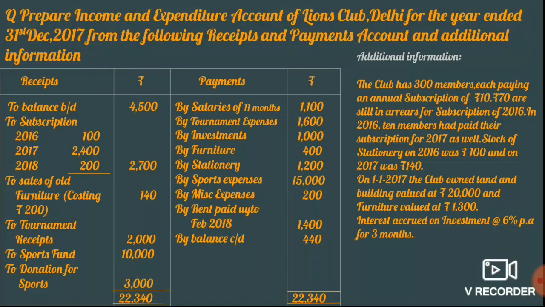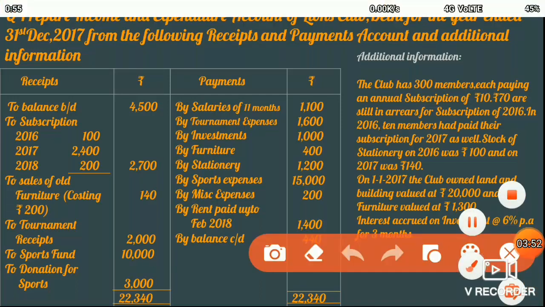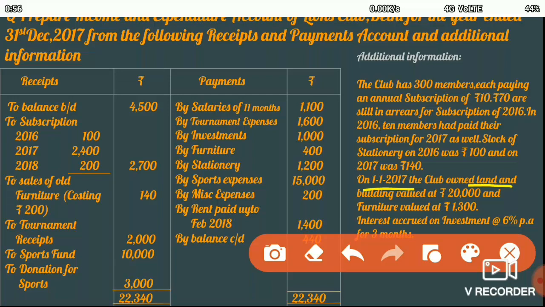Now there is one information which is given in the additional information. If we see this part, that on 1st 2017 the club owned land and building valued at 20,000 and furniture valued at 1,300. This is the opening value of land and building and the opening value of furniture. Now in this question, they have not given us the percentage to calculate the depreciation, and they have also not given the closing value of these assets. So here we cannot find the depreciation, as we do not have the closing value and we do not have the percentage. So this item will not be required in our adjustments.